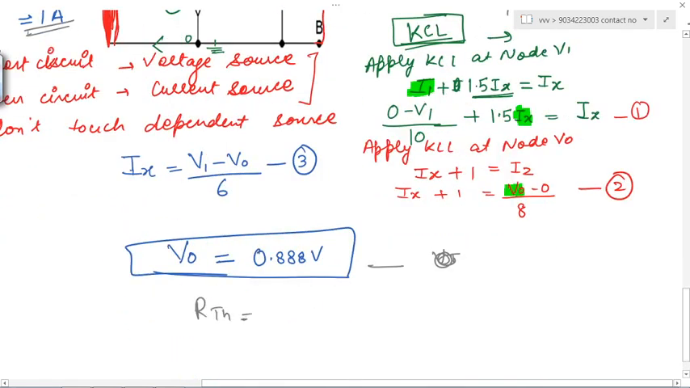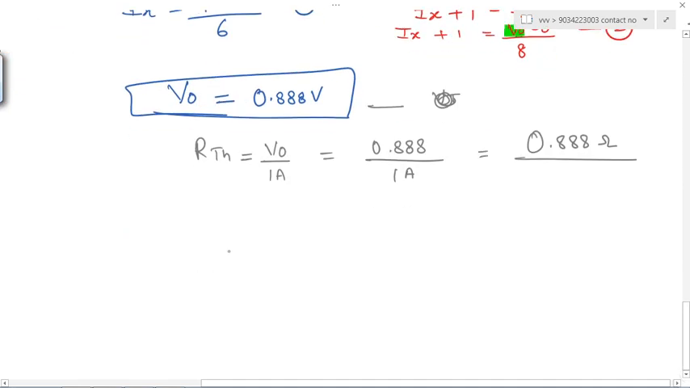What we want, we don't want V naught, we want RTH. So RTH is V naught by 1 ampere. So V naught is how much? 0.88 divided by 1 ampere. So you will get 0.88 ohm. Okay. Now we need to calculate the Thevenin equivalent.